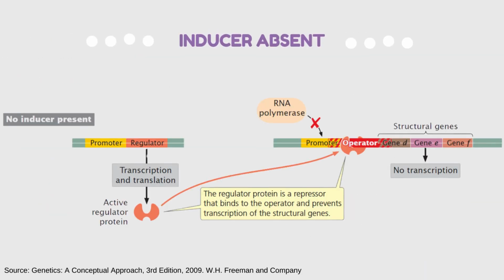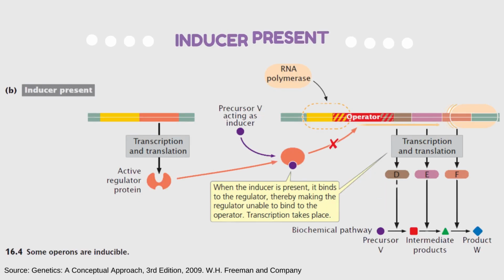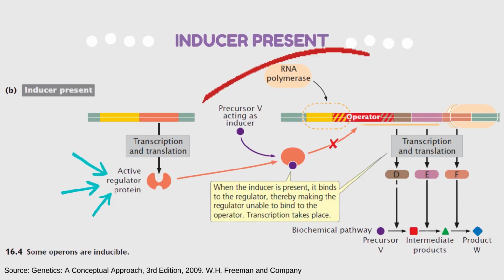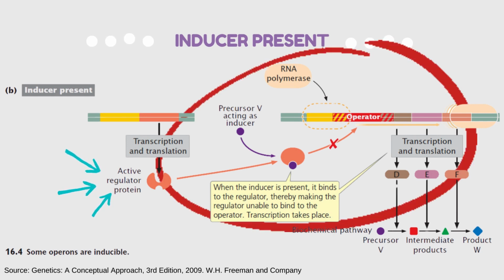When inducers are absent, active regulator protein binds to the operator. This inhibits the binding of the RNA polymerase to the promoter, so no mRNA products are formed. In this case, the binding of the active regulator protein to the operator prevents transcription of the structural genes. On the other hand, when the inducer is present, it binds to the regulator, thereby making the regulator unable to bind to the operator. In this case, the transcription takes place.